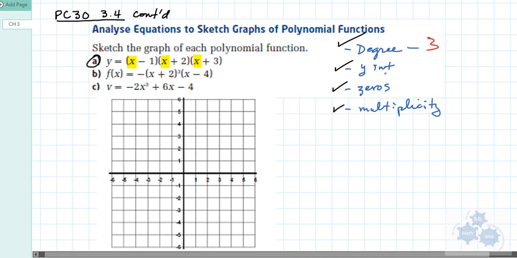Degree 3. What about the y-intercept? How do you find out what the constant would be? Who remembers? It has something to do with the constants in each. Yes, you multiply them. And so negative 1 times 2 times 3 is negative 6. Negative 6. Degree 3, y-intercept negative 6.